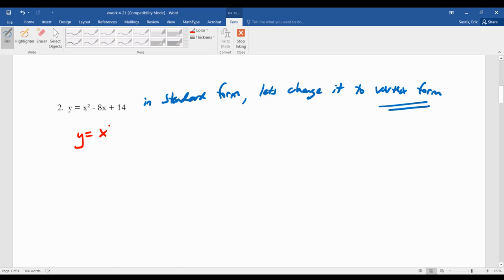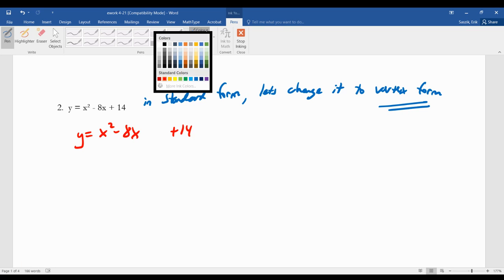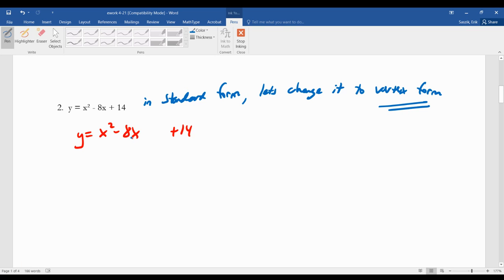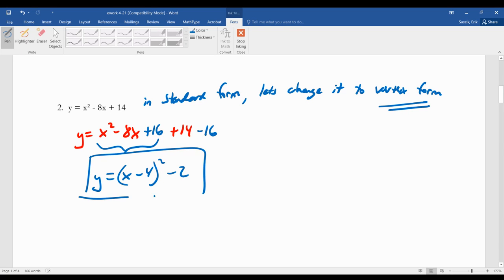So I'm going to rewrite, leave a little space, cut this in half to -4, square it, keep it balanced. This gives me x minus 4 squared minus 2. That is my vertex form, which means the vertex of this would be 4, -2. Okay.